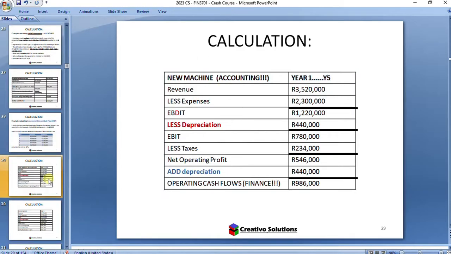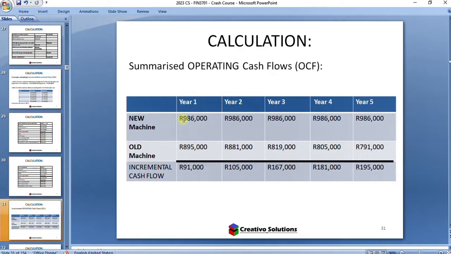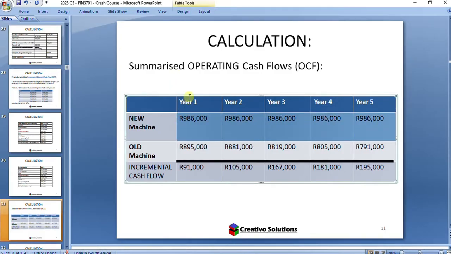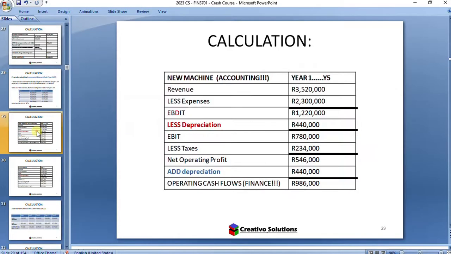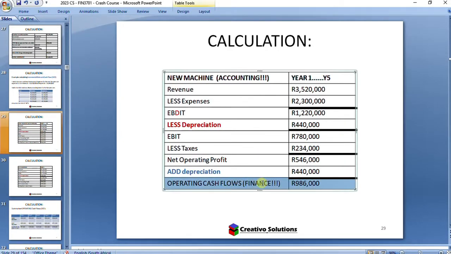Okay, I've shown that on the slide here. You'll see it. Okay, there's the new machine. You can see the same amount. Year 1, year 2, year 3, year 4, year 5. It's all the same. Why? Because it's the same operating cash flow every year. Okay, if it's different, right, then you would have to do a separate calculation for each year. Does that make sense? Is everyone happy with that?